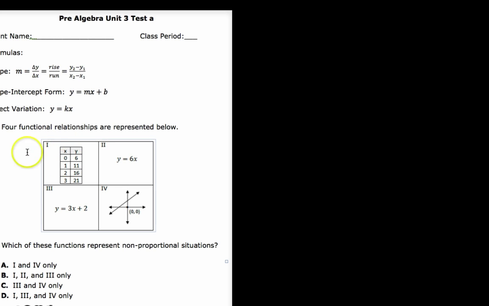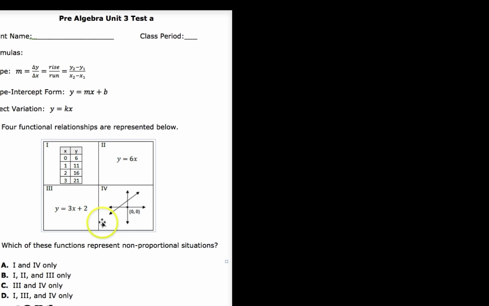So there are four functional relationships represented in this square. And this is problem number 1. The first one has a table: 0, 6, 1, 11, 2, 16, 3, 21. The second is y equals 6x. The third is y equals 3x plus 2. And the fourth is just a graph.